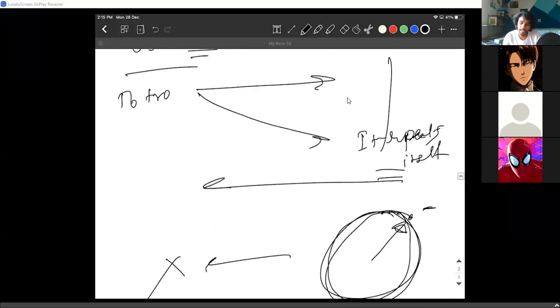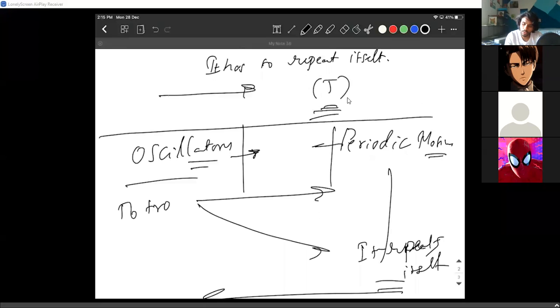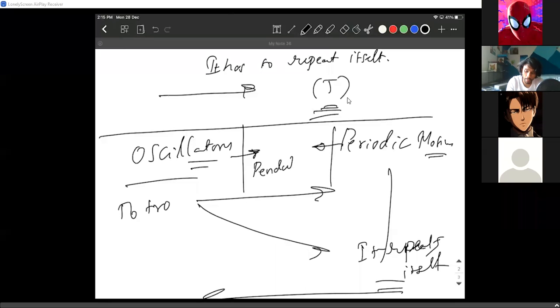Now, can somebody tell me a motion which belongs to both oscillatory and periodic motion? Pendulum, sir. A pendulum, that is a good answer. Anybody else? Newton's cradle. What is Newton's cradle?